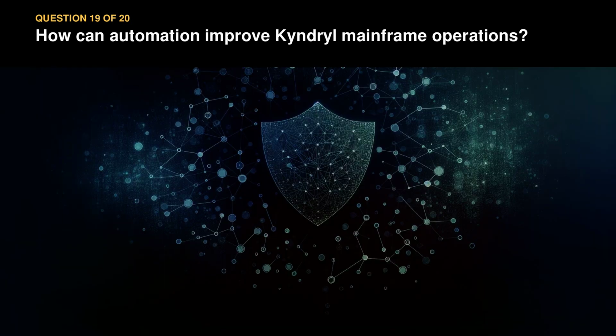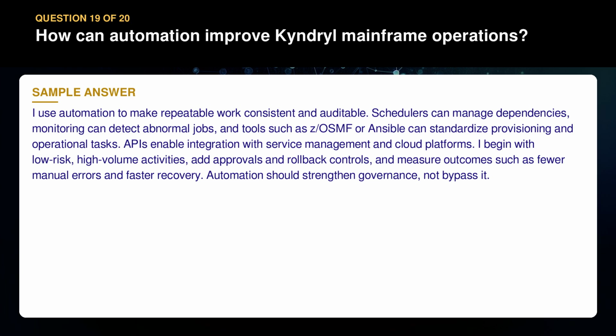Question 19. How can automation improve Kyndryl mainframe operations? I use automation to make repeatable work consistent and auditable. Schedulers can manage dependencies, monitoring can detect abnormal jobs, and tools such as OSMF or Ansible can standardize provisioning and operational tasks. APIs enable integration with service management and cloud platforms.